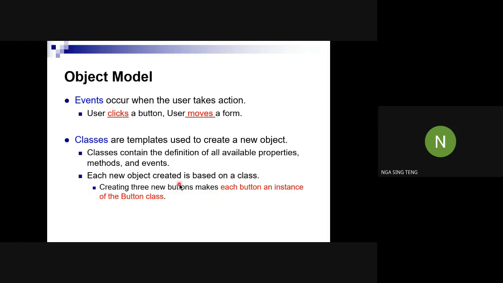Each button here, we call it one instance of this button class. Those are the terms that you need to deal with: instance, object, button, class. Class, object, instance. Okay. All these, the object, you need to deal with properties and events. Keep that in mind first.